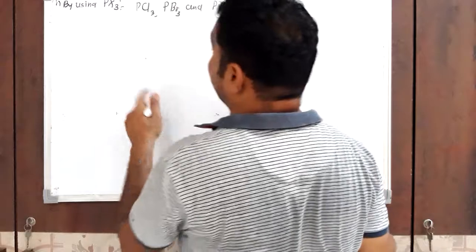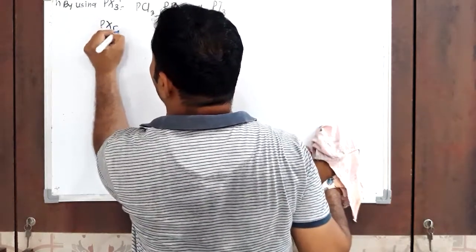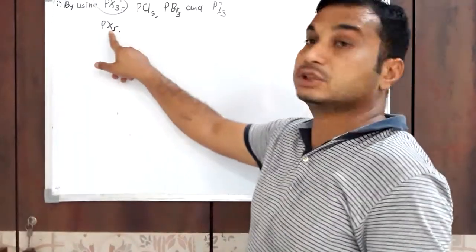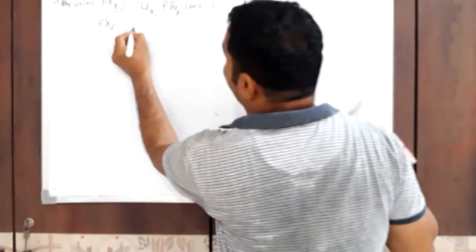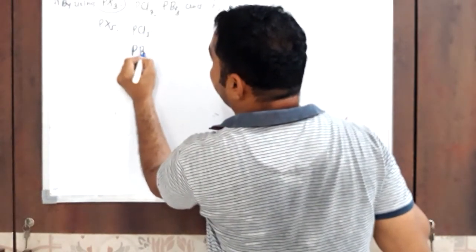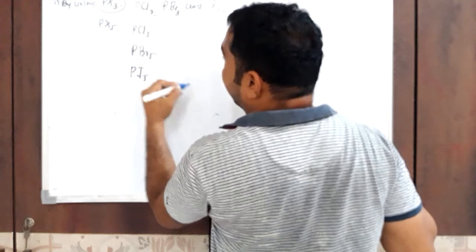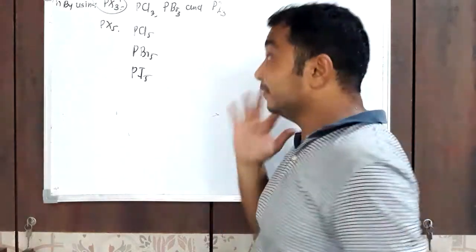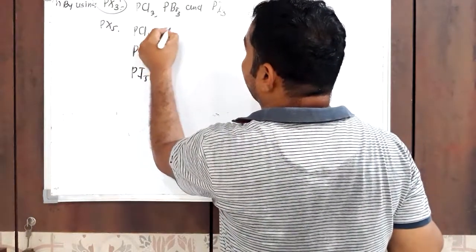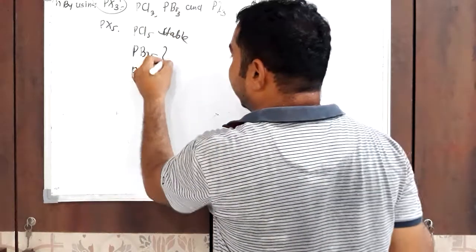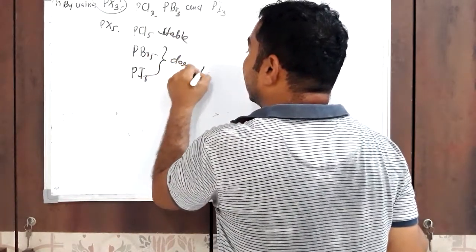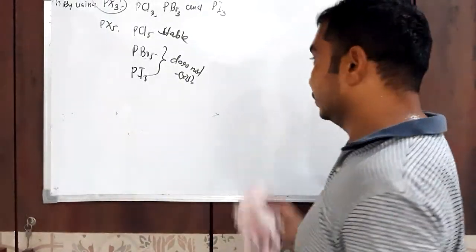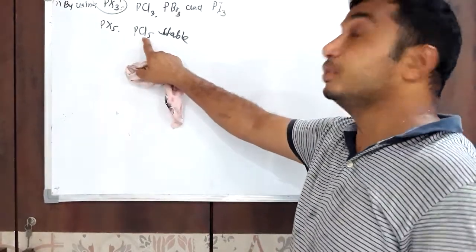Now it is also possible to use PX5, phosphorus pentahalide, instead of PX3. PX5 means PCl5, PBr5, PI5: phosphorus pentachloride, phosphorus pentabromide, phosphorus pentaiodide. But the problem is that only phosphorus pentachloride is stable; the others do not exist, so there is no question of preparing PBr5 or PI5. Forget about those. We only have PCl5.